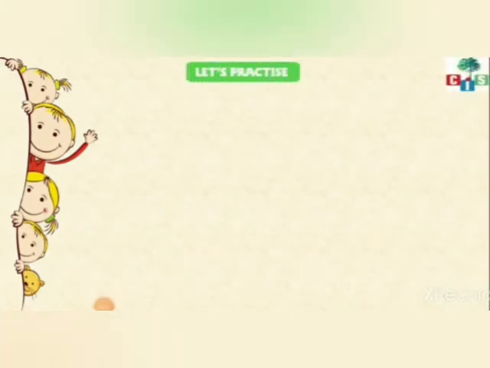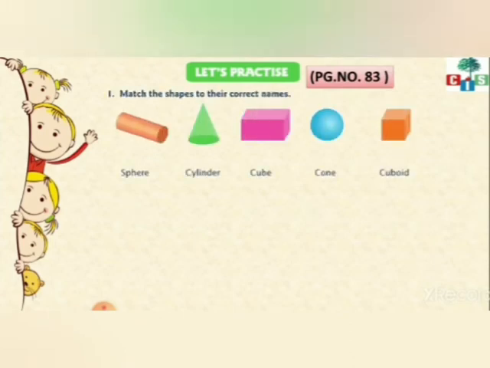Let's practice page number 83. Match the shapes to the correct names. So we have to match these shapes with the correct names. So let's see the first one. If you look at this shape, it is cylinder. So we will match it with the cylinder.